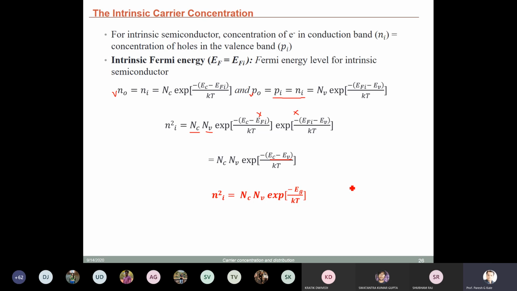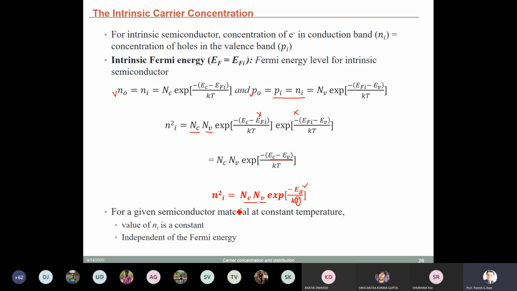So from this particular expression, what you can see is NC and NV are already constant for a particular temperature for a material. And we know that the band gap is also constant for a particular material, for example silicon 1.11 or 1.12. So when we talk about the intrinsic carrier concentration, it is always a constant at a constant temperature. So Ni is constant, and another part is that it depends on the band gap and not on the Fermi energy level. So it is independent of the Fermi energy level.